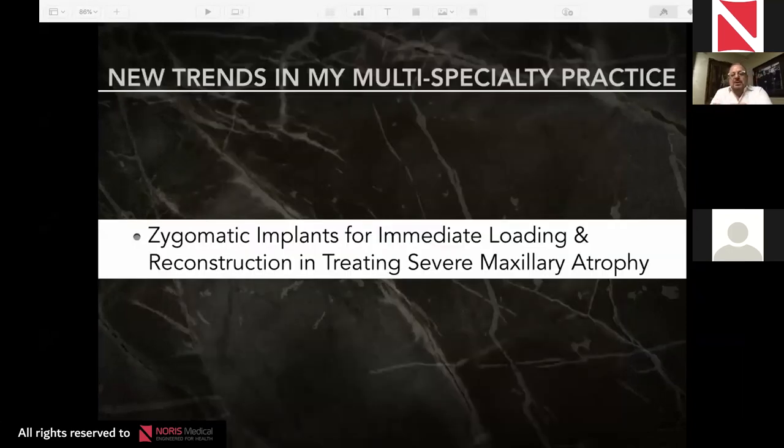All right, let's start talking about zygomatic implants now. These three cases are representative of patients that have enough volume, quality, and quantity of maxillary bone when we're doing these ALL-ON-X procedures.